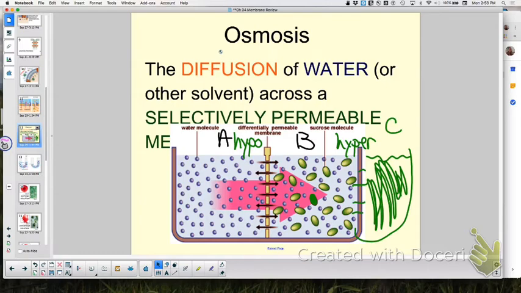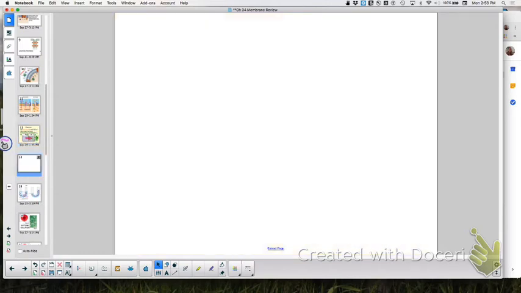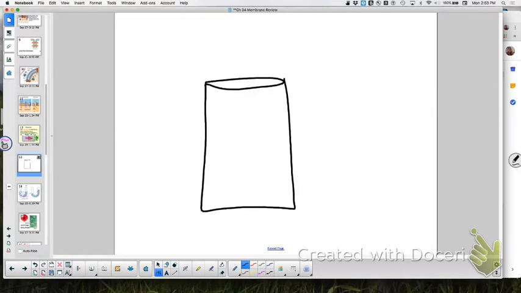But in your lab, let's talk about what happened in your lab, okay? In your lab, you had a beaker. What did I put in that beaker? Iodine. I put iodine in that beaker.